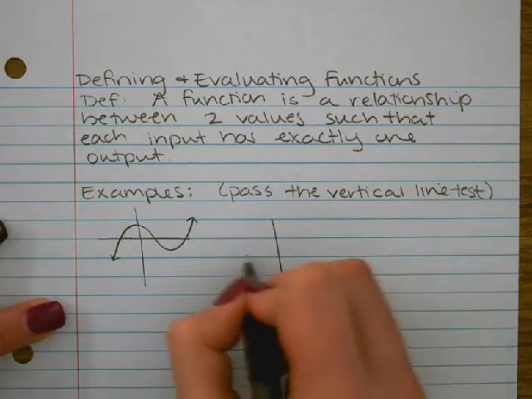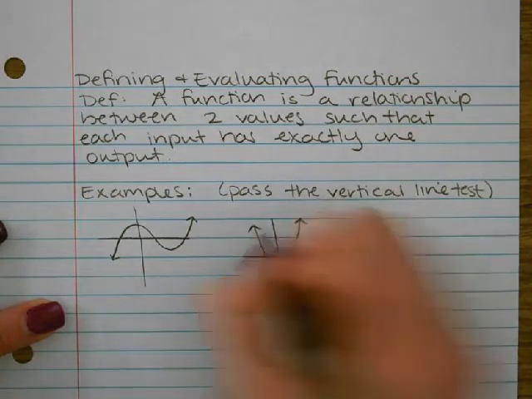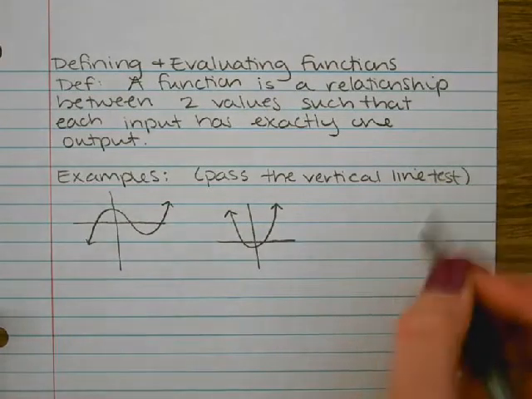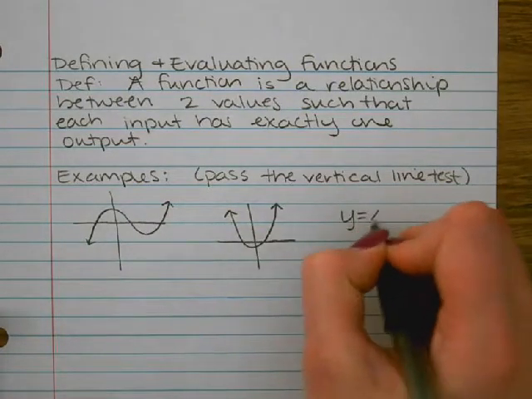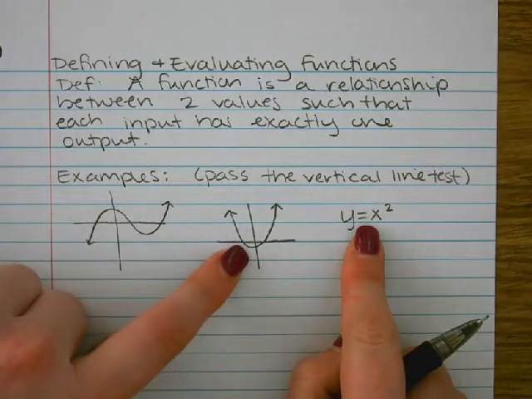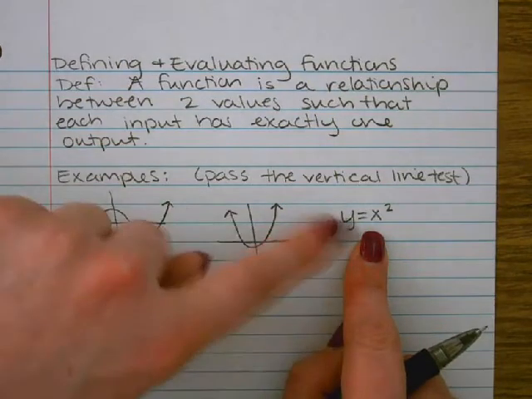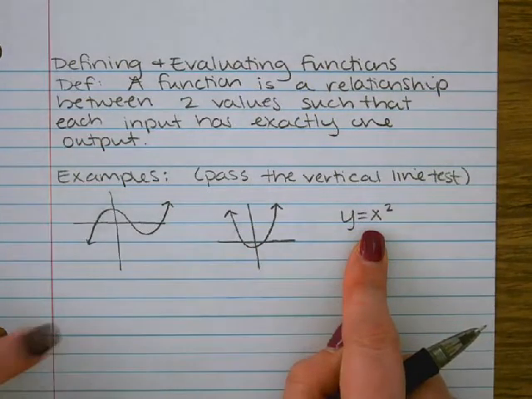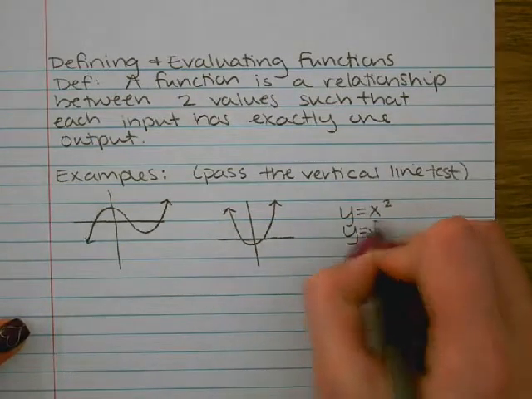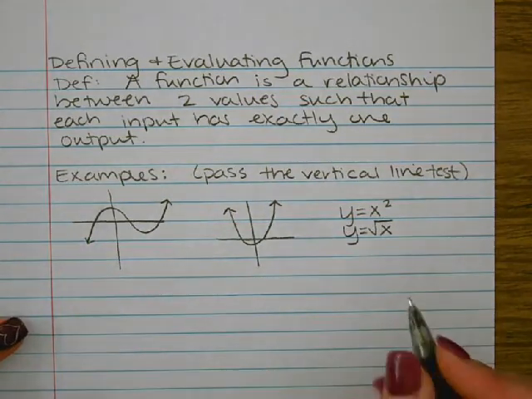Another example of a function would be a parabola. It passes the vertical line test. Another example of a function would be y equals x squared. That's just the equation of the picture of a parabola. So we can say functions are graphs that you can see, but they're also equations that would give you those graphs that pass the vertical line test. Y equals the square root of x is an example of a function.